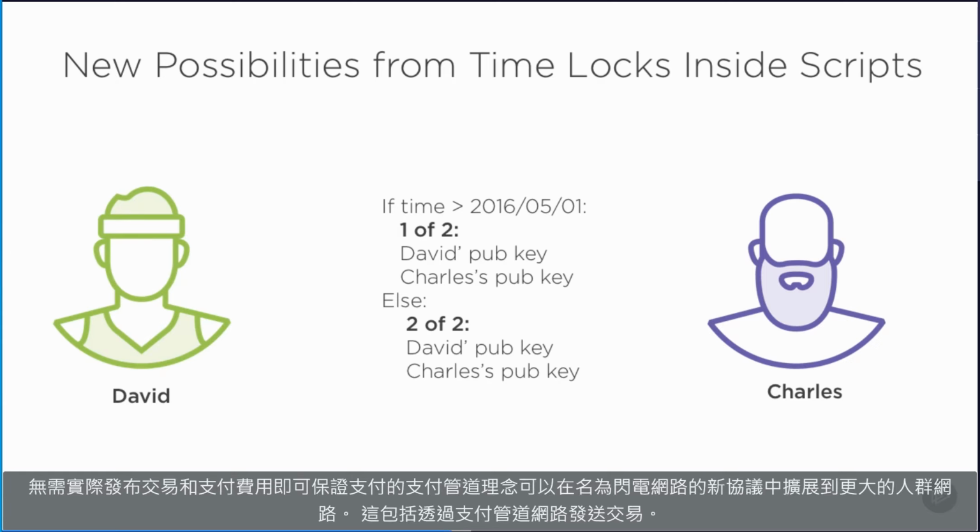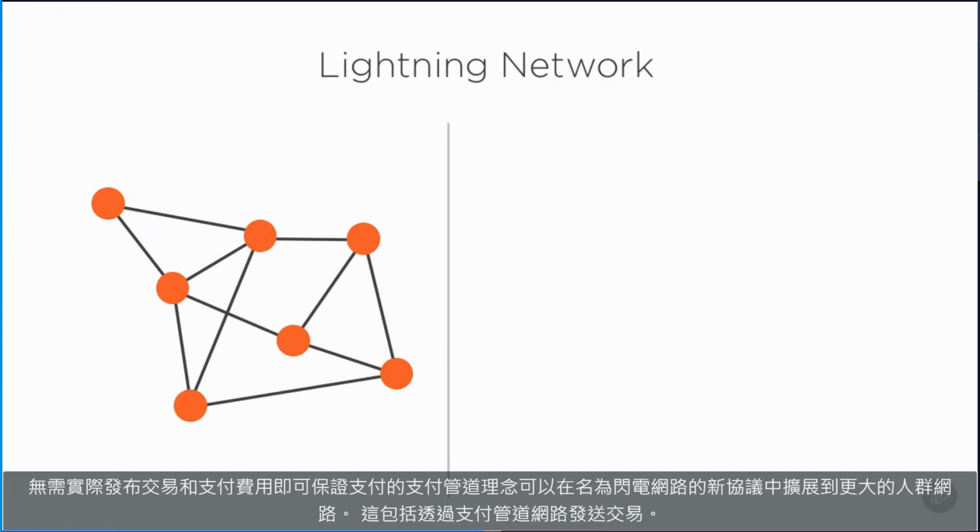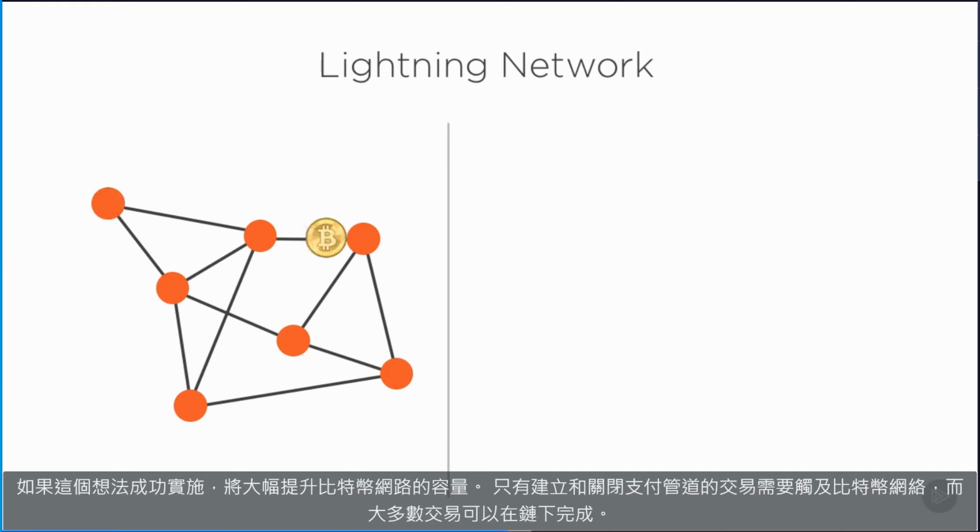The payment channel idea of guaranteeing payments without actually posting transactions and paying fees can be extended to a much larger net of people in a new protocol called Lightning Network. This includes sending transactions through networks of payment channels. The idea, if successfully implemented, will provide a substantial increase in capacity to the Bitcoin network.